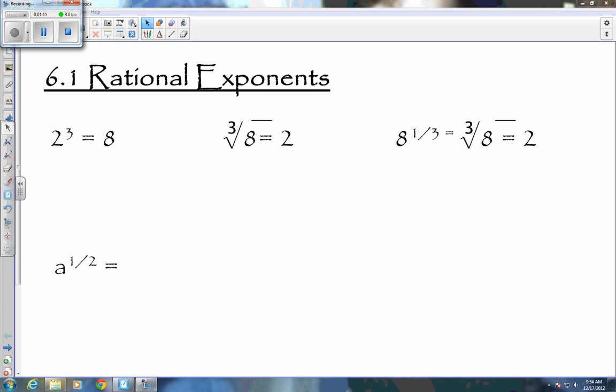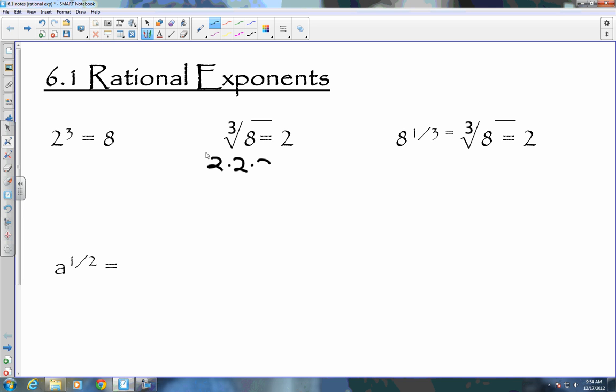Does that make sense? If I take the cube root of something, that means that some number times itself 3 times is equal to that number. So 2 times 2 times 2 is 8. Its cube root is 2. Now, where the rational exponents come in, if I am taking the cube root of a number, I can write that as 8 raised to the 1/3 power. So 8 to the 1/3 power is the same as the cube root of 8, which is 2. So it's just a new way to write things that you've already seen. Questions on any of that?